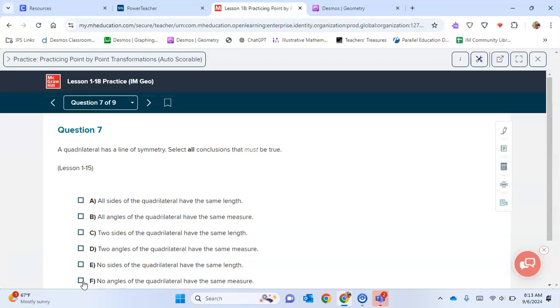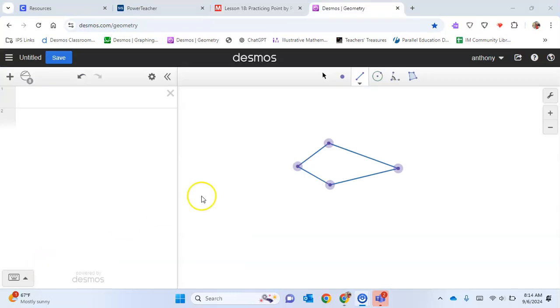Question 7. A quadrilateral has a line of symmetry. Select all conclusions that must be true. Well, you can think of it like a kite. So I sketched a kite, and then this is the line of symmetry right here, the line that connects these 2 points, right? It's not an exact kite. So it has to have 2 congruent sides and 2 congruent angles.